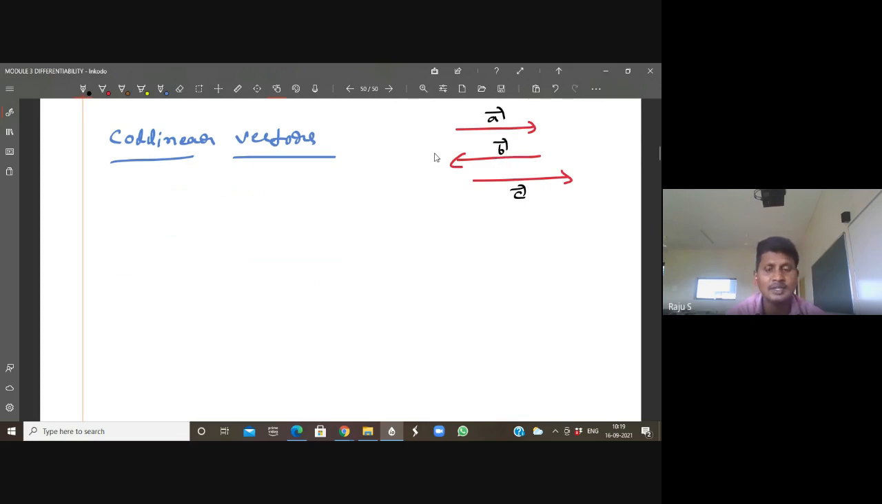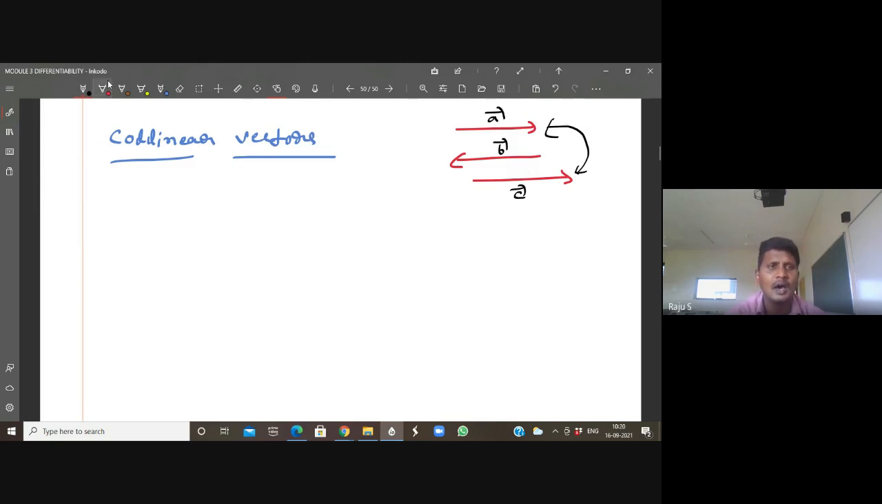I'm not saying anything about the direction. Direction is not important here. If you see, A and B are in opposite directions. But collinear means only whether parallel or not. That's it. You have to check whether parallel or not. B and C are in opposite directions but parallel. A and C are in the same direction and parallel. So here A, B, C are called collinear.